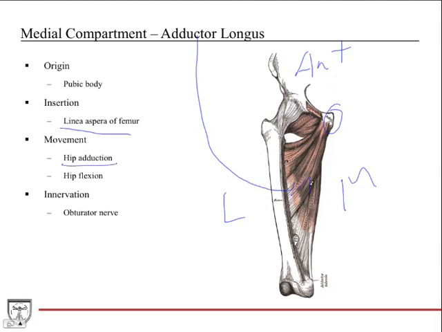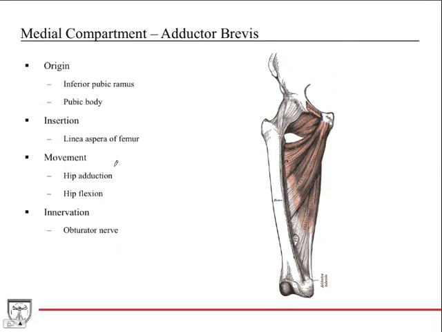That makes sense. Muscles are going to contract, and it's going to pull towards the medial or the midline. When it pulls up in this area here, it's going to help with flexion of the hip as well. It's a medial compartment muscle, so it's the obturator nerve. So adductor brevis is just superior to adductor longus, and that's shown here.